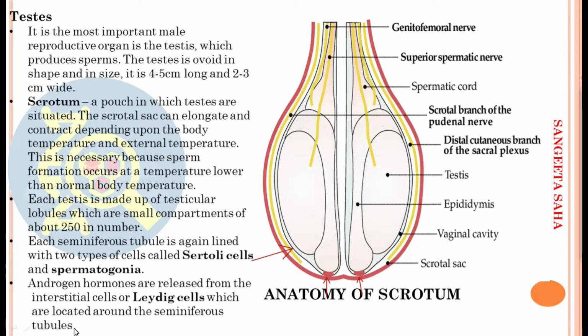This testis, as I have already said, produces sperms. So, it undergoes spermatogenesis. And for spermatogenesis, testes require a temperature 2 degrees lower than the body temperature. So, this has to be maintained, and this temperature is maintained by the dartos muscles. So, that is why the scrotal sac acts as a thermoregulator, keeping the temperature 2 degrees lower than the body temperature, and that is why this testis is located outside the body.